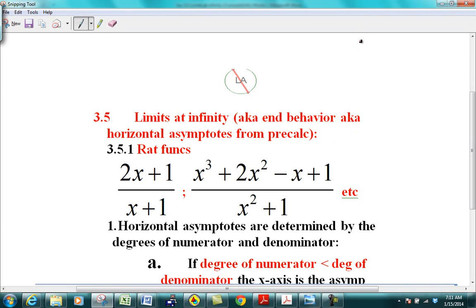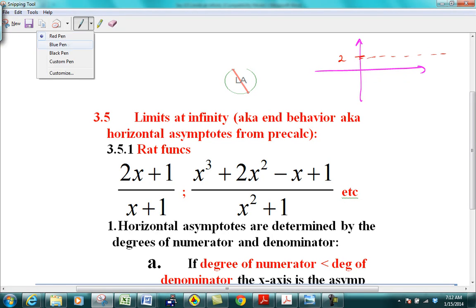Supposing you have a function that looks like this. I'll change the graph color. Let's say this is 2. I've got an asymptote like that, and here's my actual graph. Say it looks like this, and this is the graph of f(x). As you can see, the graph is approaching the line y equals 2. So y equals 2 is an asymptote.